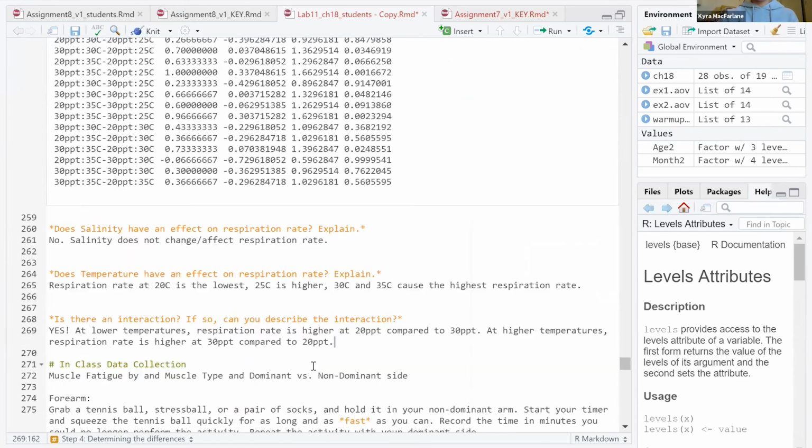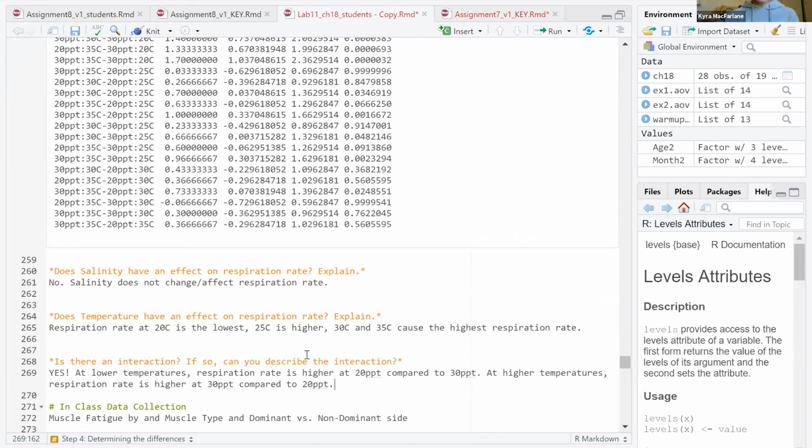Okay. Are there any questions about that? It's pretty much the same thing as doing the one factor ANOVA. There's a couple extra steps in there. And the interpretation is really the trickiest part. But yeah, are there any questions? Okay, cool.